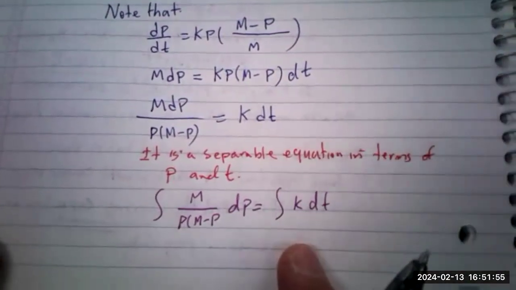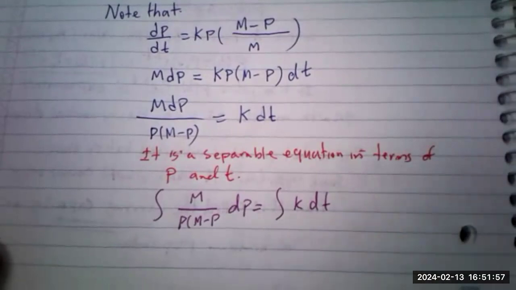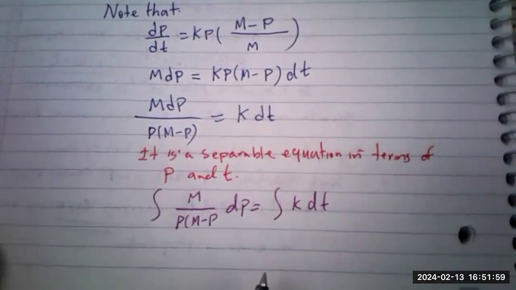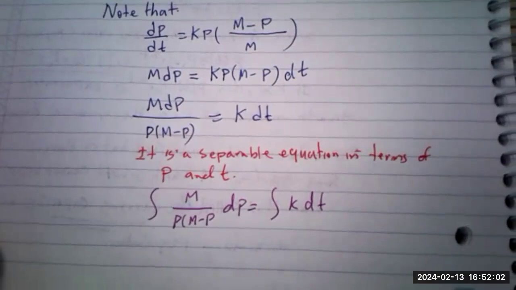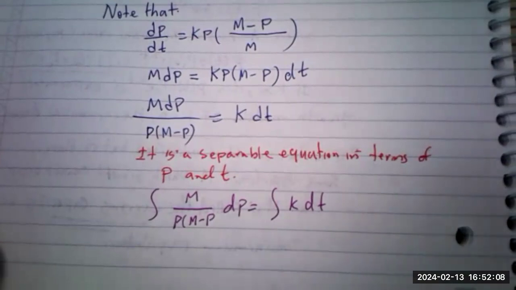The second part of the integral is easy. It's going to be kt plus c. And you have to work on the integral on the left. Okay, any suggestion? This one? Which method?